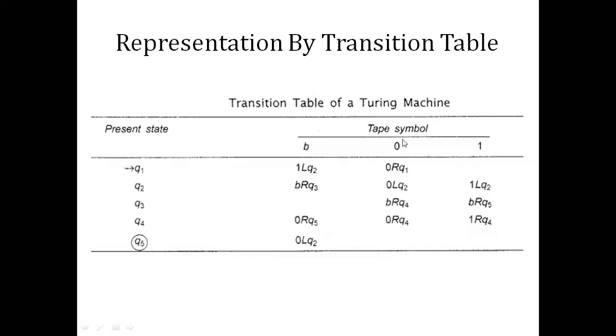Similarly, if 0 is under the tape head and the machine is in the state Q1, then we replace the 0 with whatever symbol you write here. So we replace the 0 with 0. The tape head moves one cell towards the right, and the machine enters into the state Q1. We have not mentioned what happens if the machine is in the state Q1 and the tape head is pointing towards the symbol 1. In this case, we have not defined any transition. That means the machine is going to halt and reject the input.